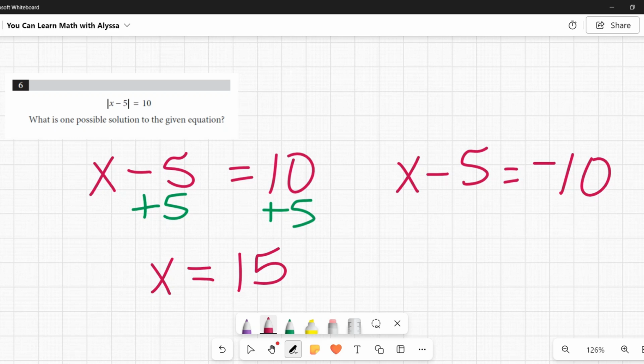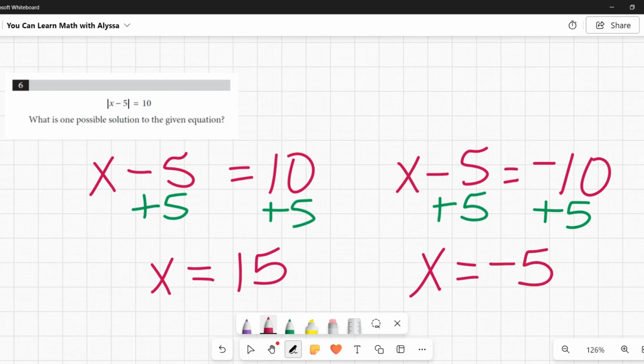My other option here, x minus 5 equals negative 10. Same thing. I need to undo the minus 5 by adding 5. So on the left, minus 5 plus 5 cancels out. I just have x. And on the right, negative 10 plus 5 is negative 5. So either of these will work, 15 or negative 5. Only enter one of them.